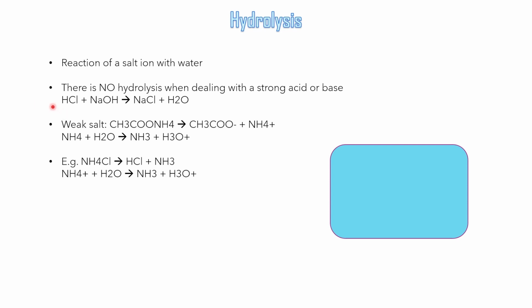Take this one for example. You have HCl and NaOH. Na is +1 and Cl is -1. Thus, it neutralizes, so there is no hydrolysis.